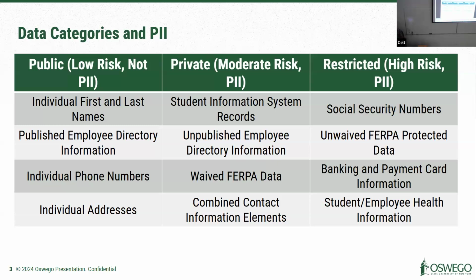And individual addresses. So much like the phone numbers and names, an individual address doesn't really tell you much about that person. You know that it's a building and you know where that building is, but you don't know who's in it, if it's a business, if it's a private residence, who resides in it, what's done in it. So because of that, you can really share that because that is public information.